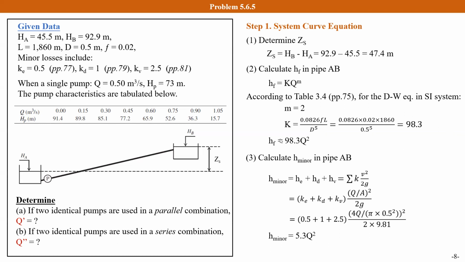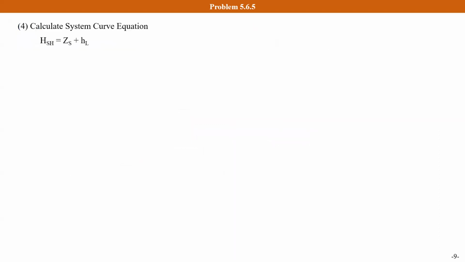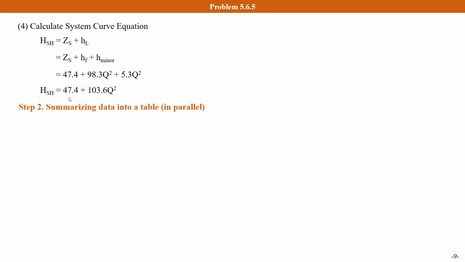So currently, we have the friction loss, the minor loss, and the water rise. Therefore, we can calculate the system curve equation. The system head equals water rise plus the head loss. The head loss equals the friction loss plus the minor losses. So currently, we can use the flow rate to represent the system head. Therefore, the next step is to summarize the data into a table.